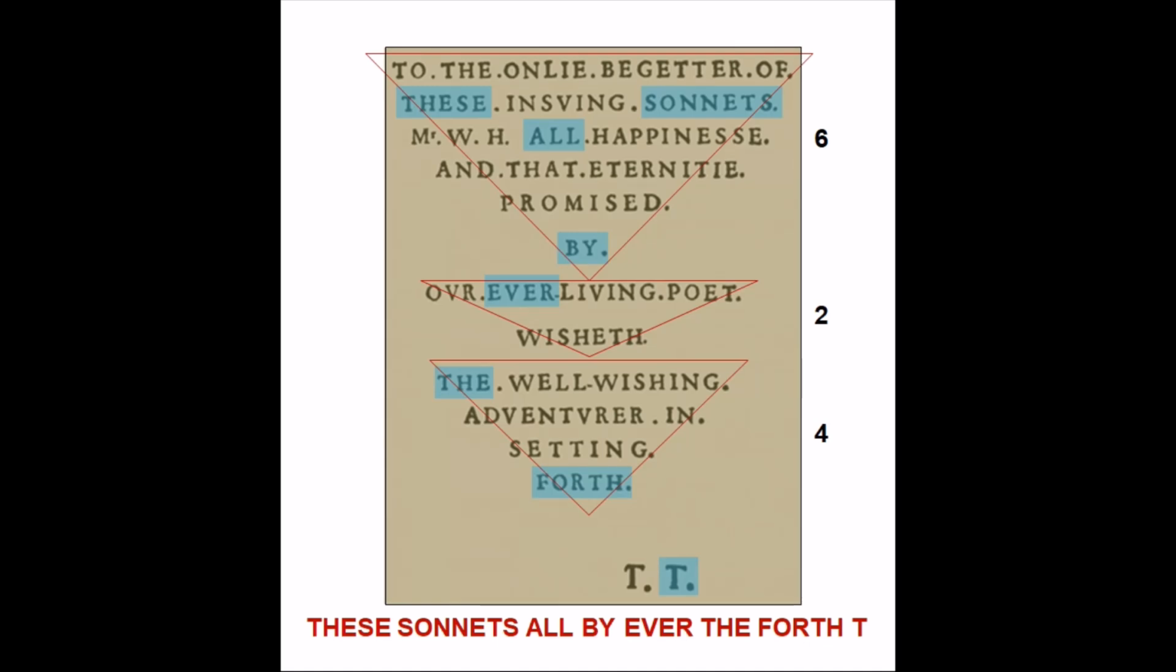It's in the dedication where there's a message about Edward de Vere being referred to as the 4th T. The dedication is printed in 3 inverted triangles of 6, 2, and 4 lines, 6, 2, 4 being the number of letters in the name Edward de Vere, and the date he is said to have died. The word ever is a short form of the name Edward Vere, and John Rolette discovered that if you count every 6th, 2nd, and 4th word, you get the message, these sonnets all by Ever, the 4th T.